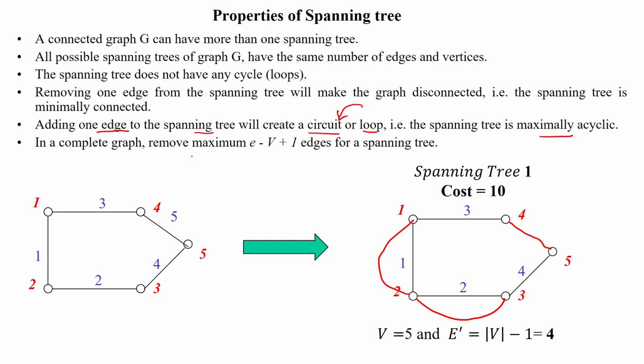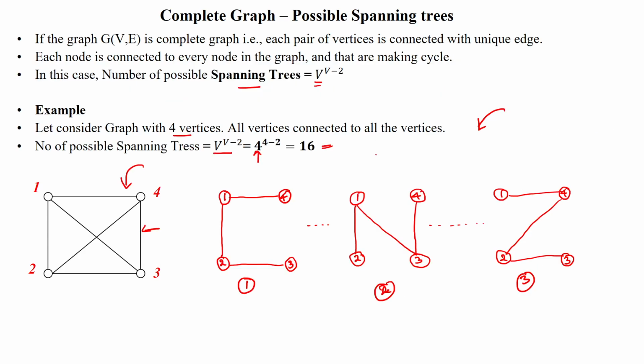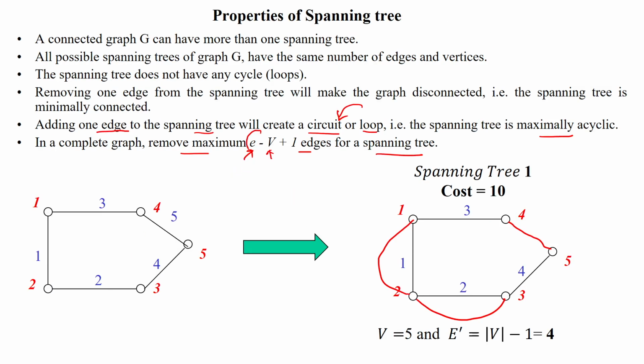So in a complete graph we can remove a maximum number of edges equal to e minus number of vertices plus one edges for getting the spanning tree. In a complete graph we have more edges, that means each vertex is connected with all other vertices in the given graph with a unique edge. So the formula is number of edges minus number of vertices plus one edges to be removed to get the acyclic graph. That acyclic graph is called a spanning tree.